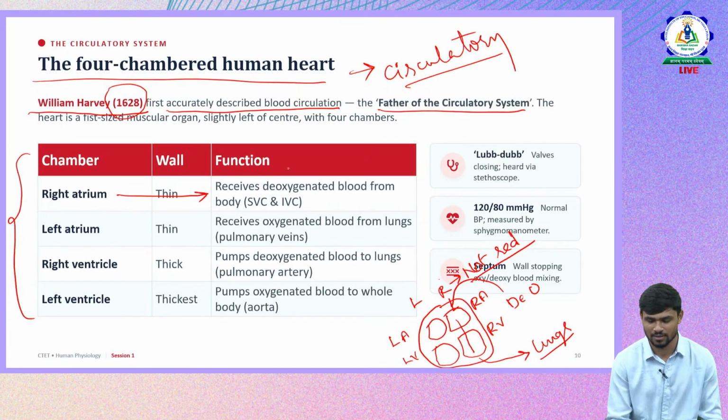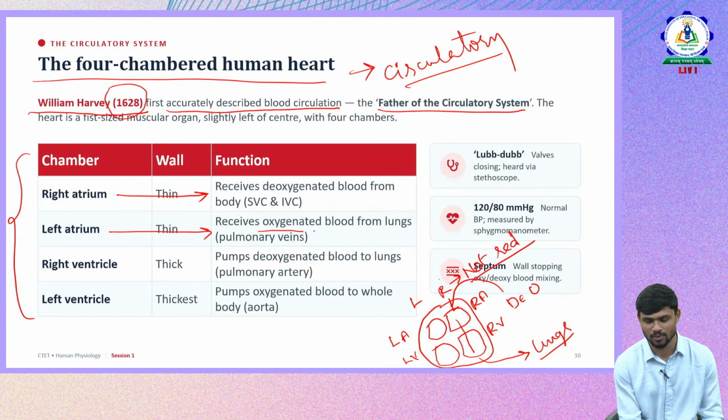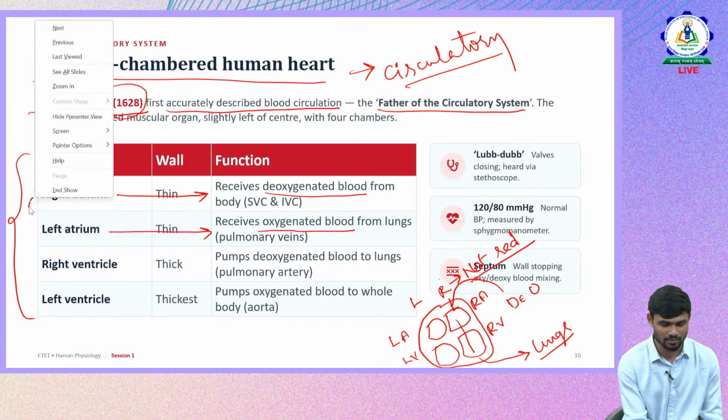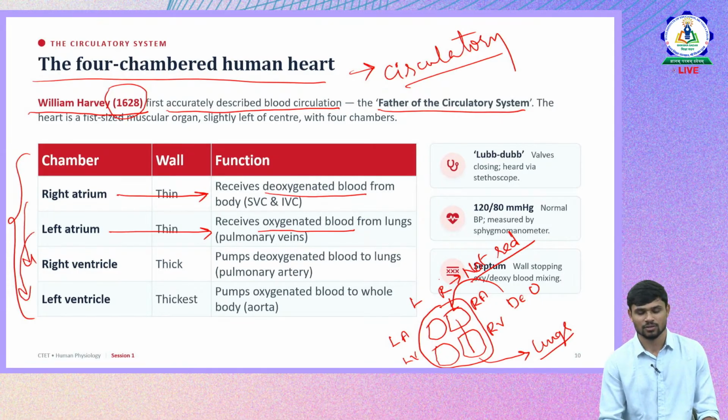So let us see here, don't get confused with the diagram. The left side will be oxygenated blood, remember. The right side will be deoxygenated blood. So the right atrium, the top one, receives deoxygenated blood and sends it to the right ventricle, and then from the left atrium to the left ventricle. So this is how blood moves.